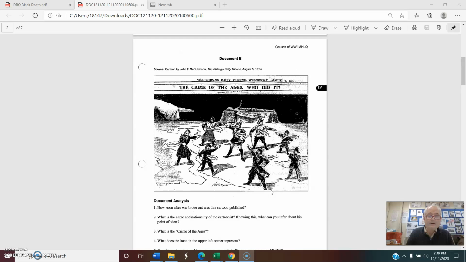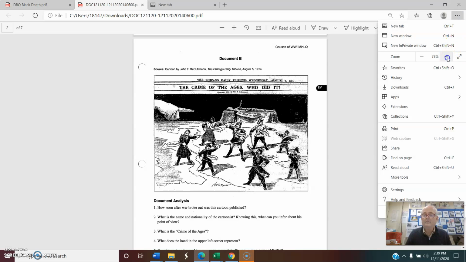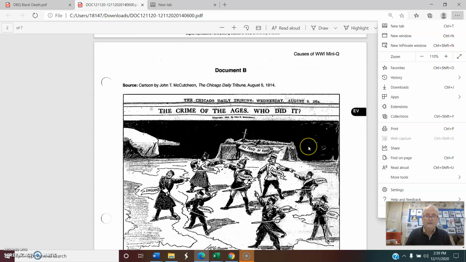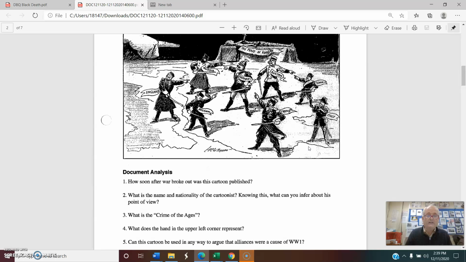Now this is document B. Where document A is a map, this is a primary source. It's from a newspaper, the Chicago Daily Tribune. So it's an American newspaper. The artist is John McCutcheon. And you take a close look at this. Let's see if I can make this a little bit bigger here. That will work. You've got to look at this very carefully.